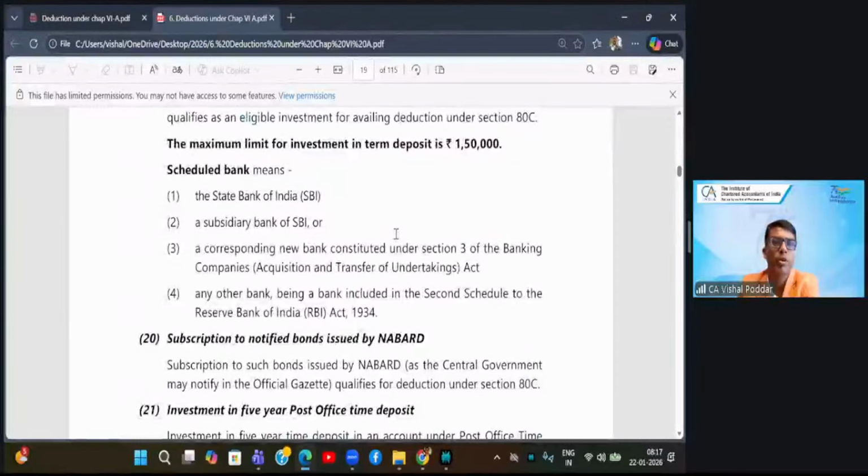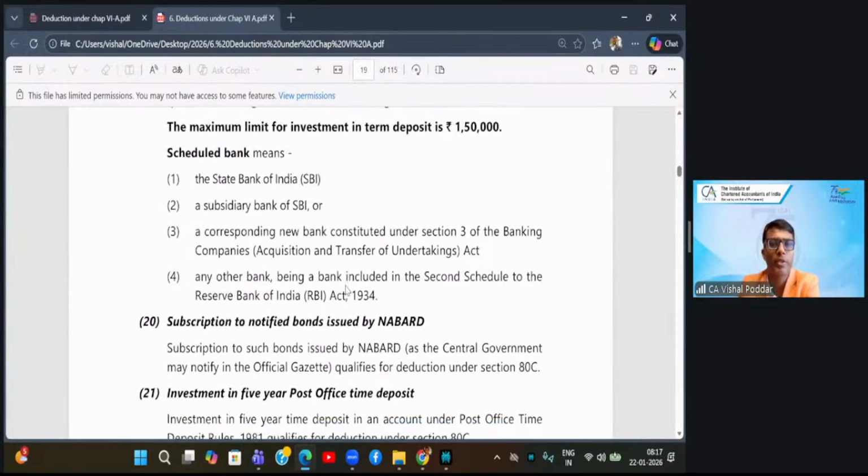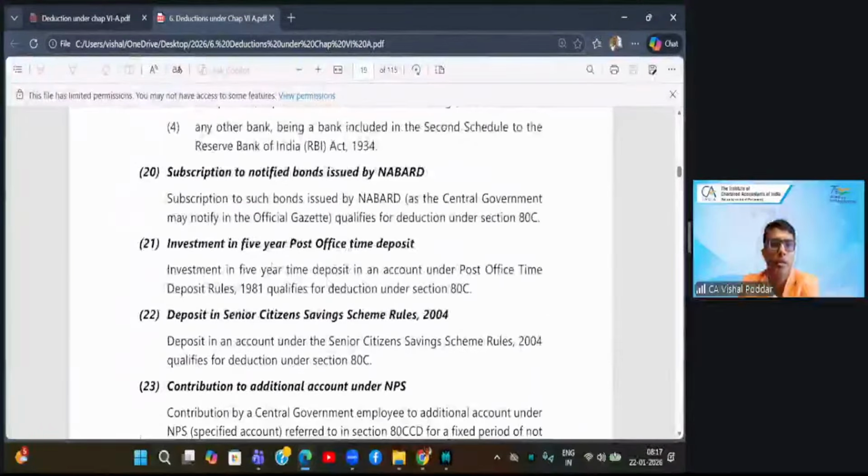Now, which are the scheduled banks today? A list of these banks is given. You just remember the names. They will mention scheduled bank in the exam. Similar to this, the next point is again an FD, but now in a post office. So either you have made a 5 year or plus FD in any scheduled bank or a 5 year or plus FD in a post office.